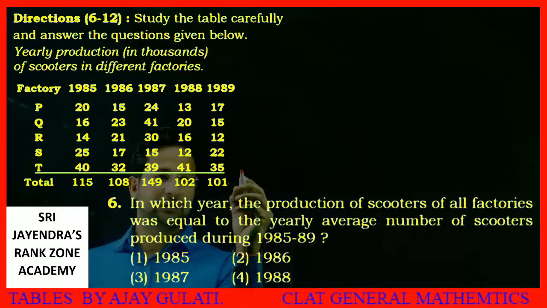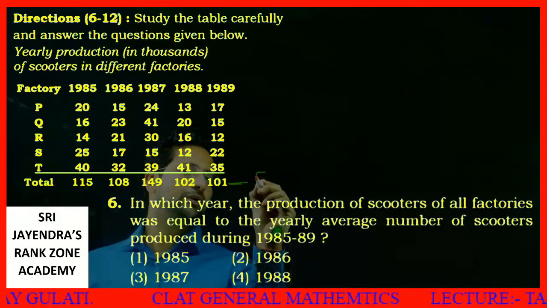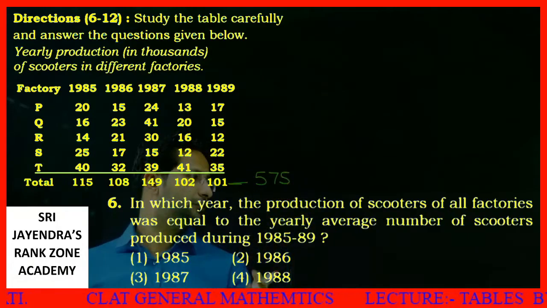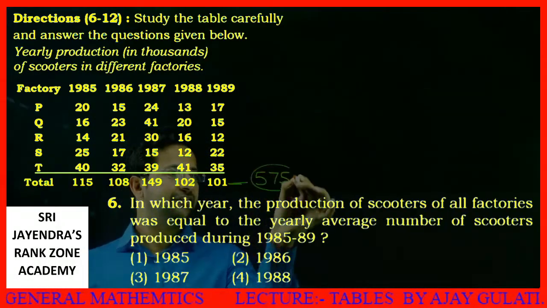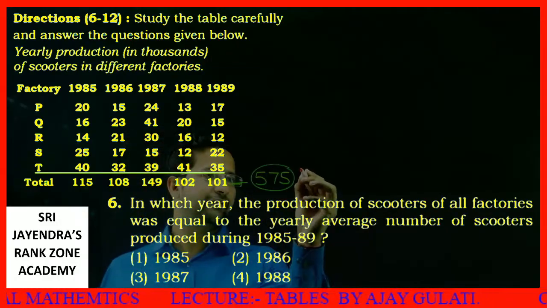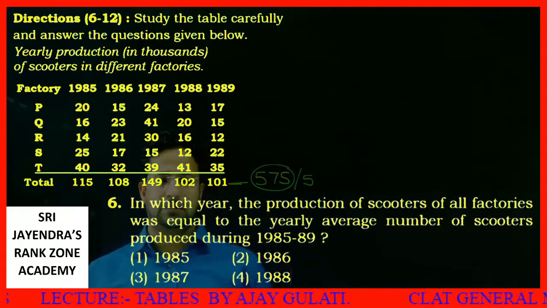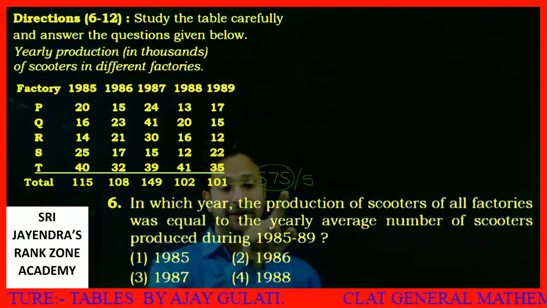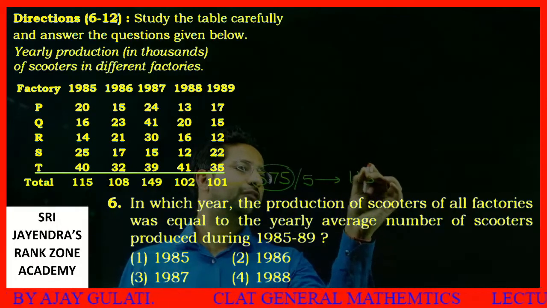Okay, the sum of this total comes out to be 575. Now, how will we find the average? These are 5 values, divided by 5. You add 5 values, then you divide it by 5, you will get the average. This average comes out to be 115.